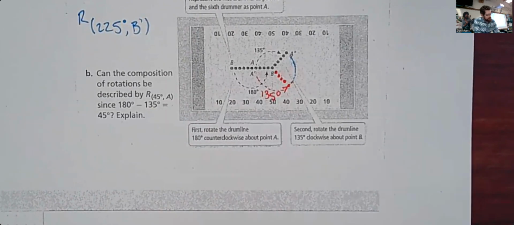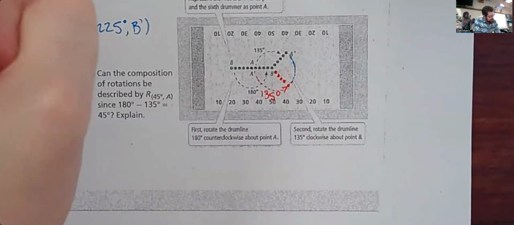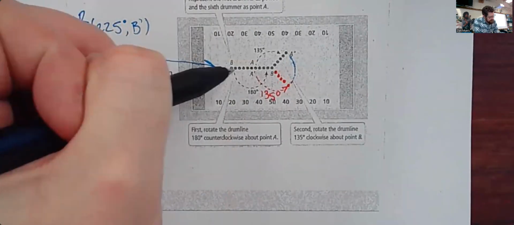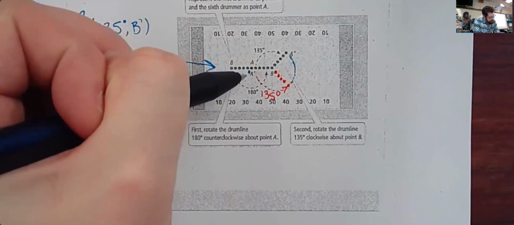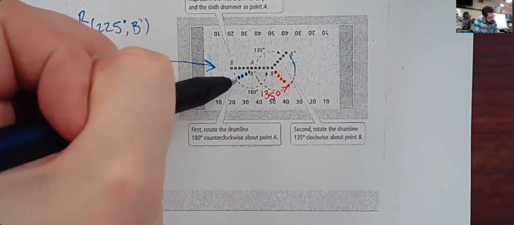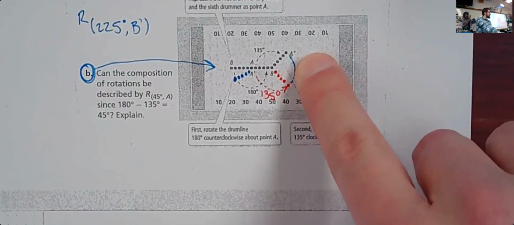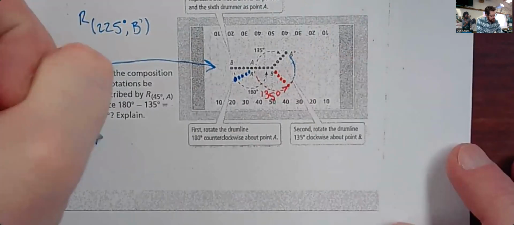So for part B, I'm just going to circle point B here, and I'm going to draw an arrow over here to show that that's what I'm doing. If we do a 45 degree rotation around point A initially, that would put us about right there. Roughly, a 45 degree rotation would put us about right there, which is definitely not where we ended up. So the answer is no.